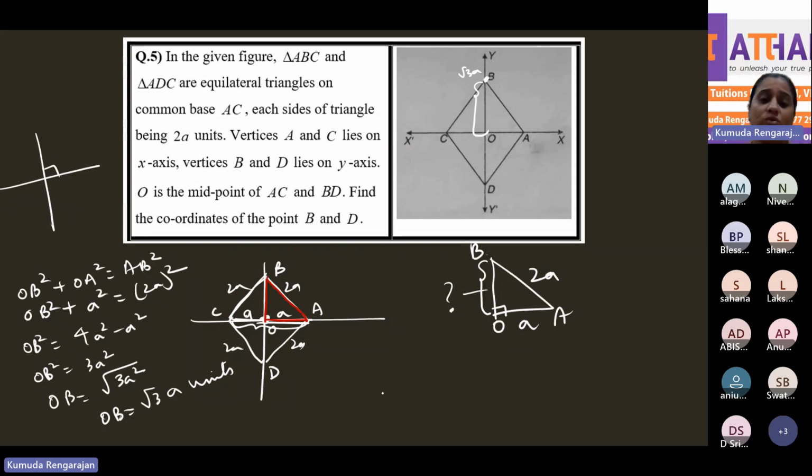Now, what is the question? The question is so simple. There is so much description, but the understanding is very simple. Find the coordinates of the points B and D. That's all. Clearly, B lies on the y-axis, so its x-coordinate is already known, 0. Since the points B and D lie on the y-axis, their x-coordinates are 0. So B is 0, something. D is also 0, something.